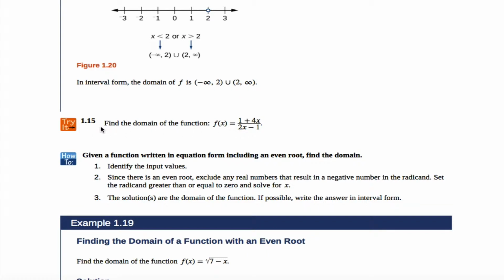All right, here's Try It 1.15. It's from section 1.2 of the PreCalculus OpenStax book. You're asked to find the domain of this function right here.